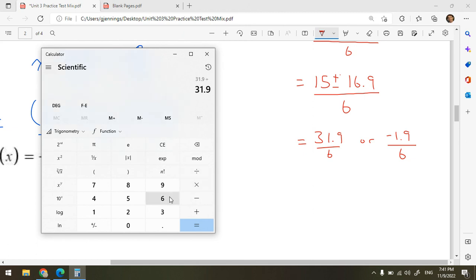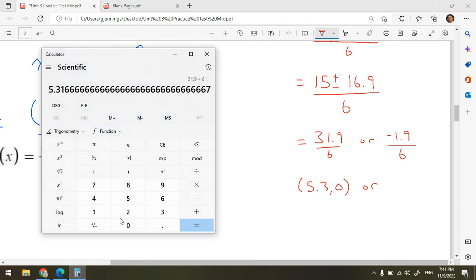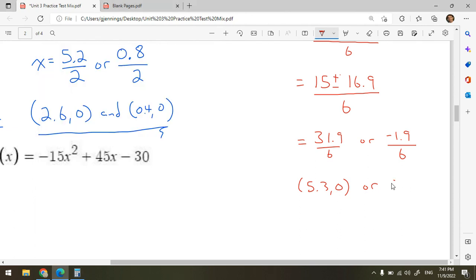31.9 divided by 6 equals 5.3. So we have the solutions are 5.3 or 1.9, but it's negative, divided by 6 equals negative 0.3, sorry, or negative 0.3.